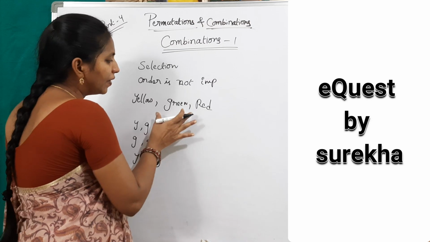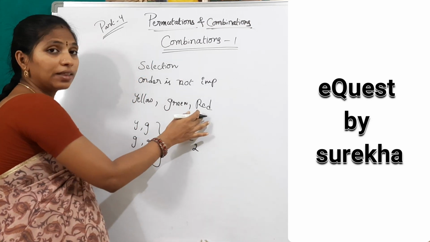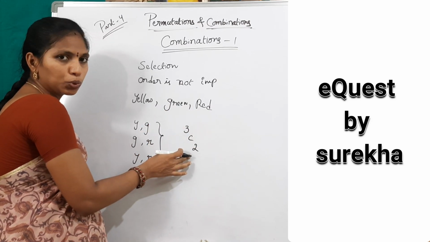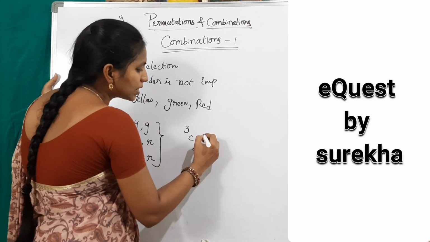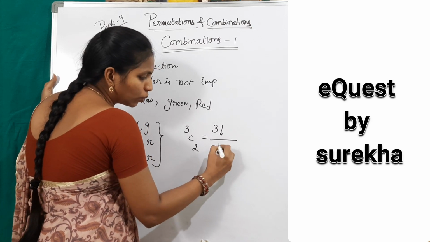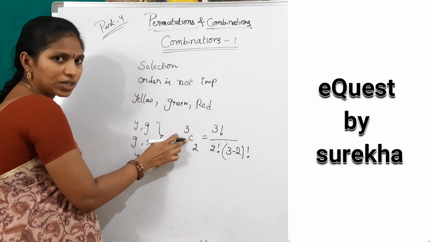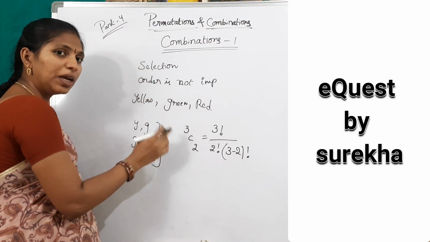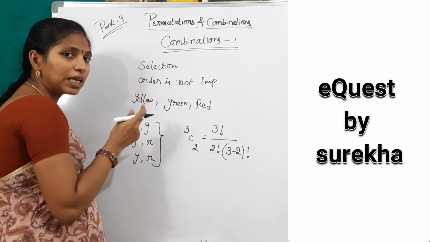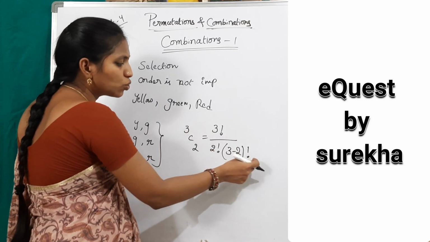By using the formula, we can say 3C2. How many colors are there? 3. I want to select two colors. So 3C2. We can write this 3C2 as 3 factorial by 2 factorial into (3 minus 2) factorial. Here it is combination, C, not P. 3P2 means 3 factorial by (3 minus 2) factorial. But here 3C2 means 3 factorial by 2 factorial into (3 minus 2) factorial.